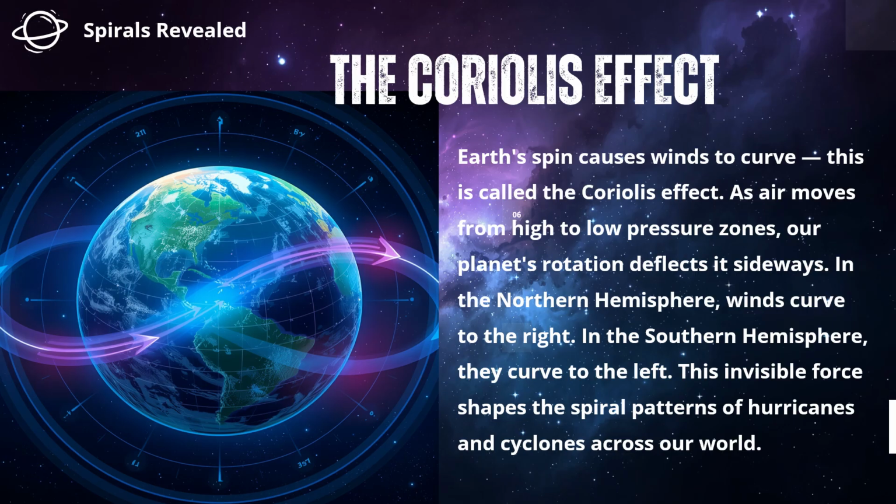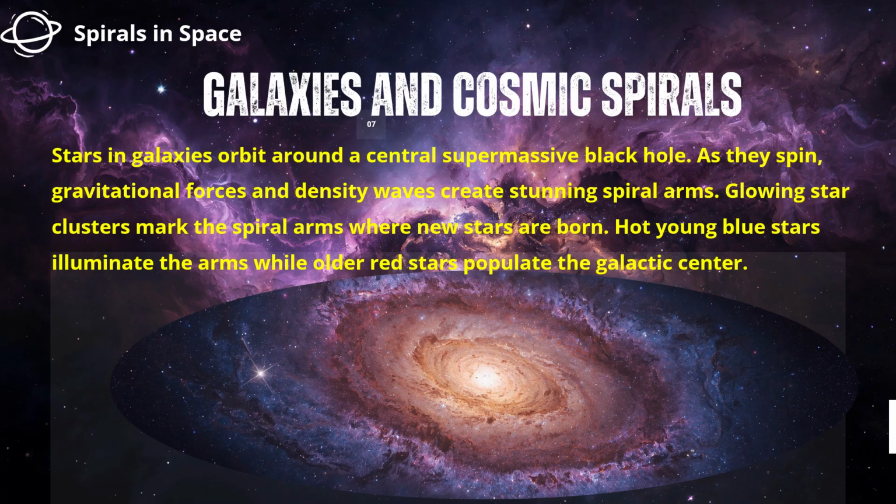The faster the wind moves, the stronger the deflection, turning simple air currents into the magnificent swirling patterns that connect weather on Earth to the cosmic spirals of the distant galaxies. Yes, to the distant galaxies too. Now, let us understand the galaxies and cosmic spirals. Yes, we are moving from Earth to space.